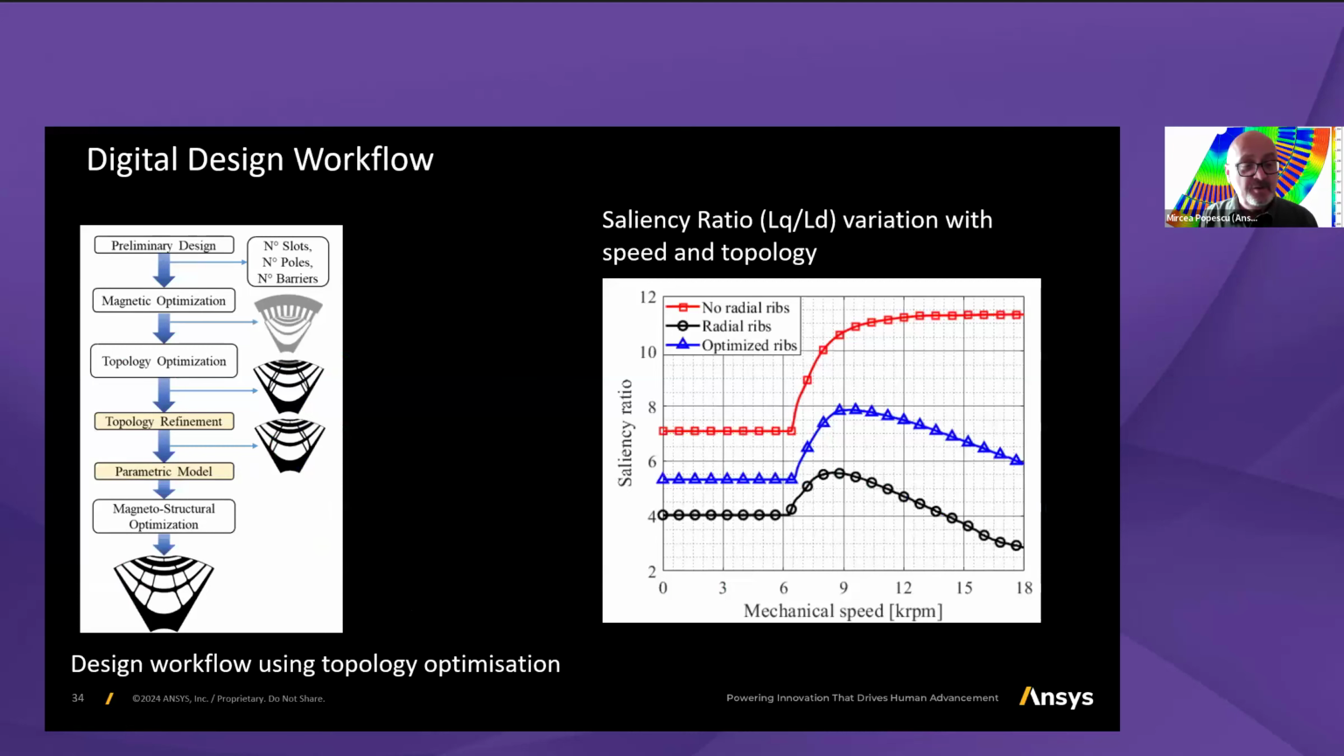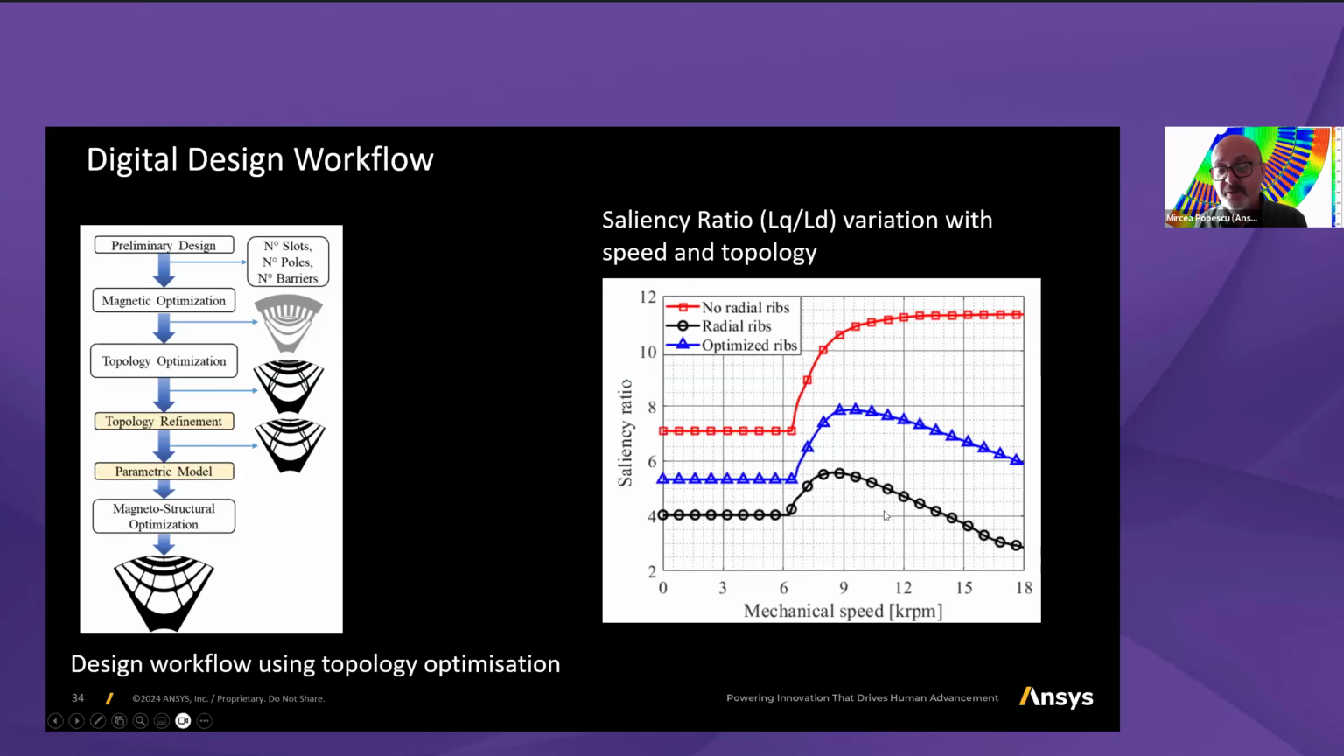And the workflow for optimization of the synchronous reluctance machine is given here. You start from a preliminary design, you optimize it magnetically, then using topology optimization, you can get proper dimensions, the placement of the flux barriers and the relevant ribs. Then you can go into a parametric model, selecting the parameters that you want to change once you selected some useful candidate design from topology optimization. And last, we get into magneto-structural optimization.